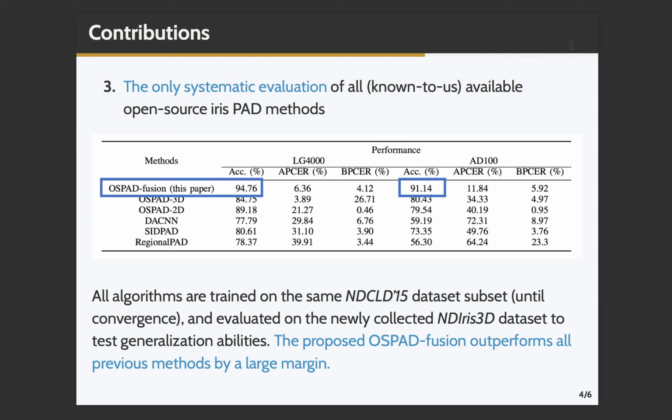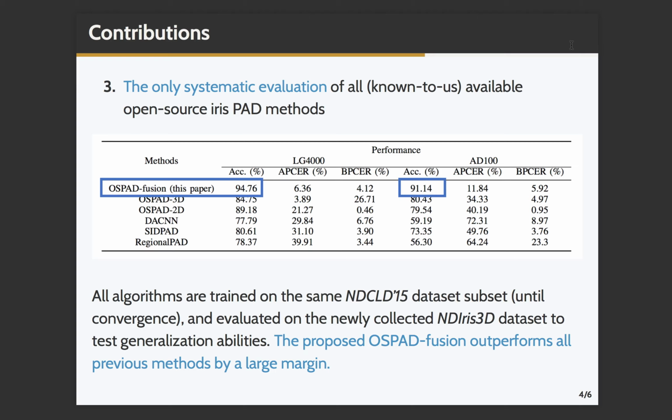Thirdly, we conduct the only systematic evaluation of all available open source iris PAD methods known to us. And we test them on the newly collected ND-IRIS 3D dataset. So here, unlike other baselines that compare their performance directly, we actually gather all the codes of the open source methods and then retrain them on the same NDCLD15 dataset subset until convergence. Then we evaluate them on our newly collected dataset.